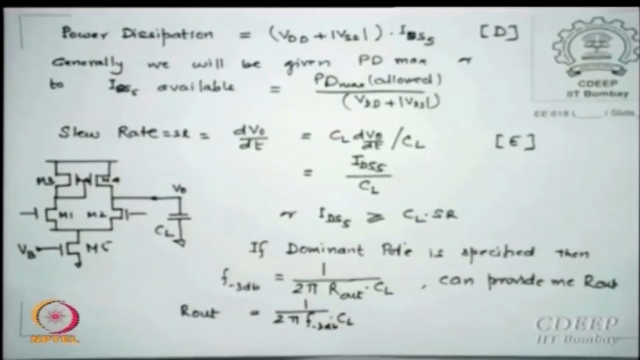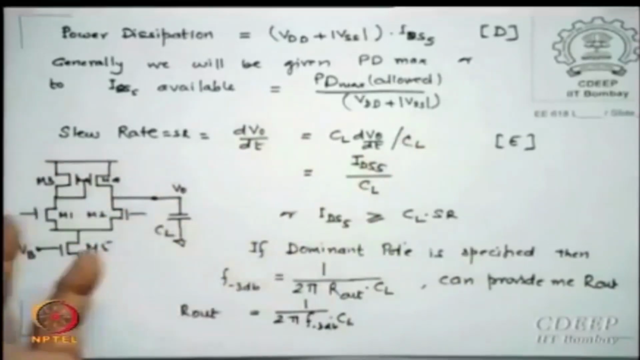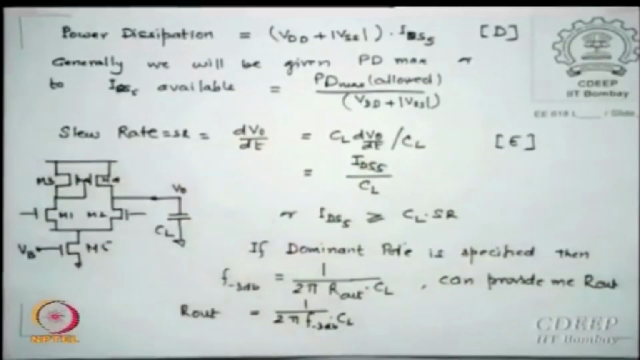Please remember, if I change the current, what changes? Everything changes. So far whatever terms I derived, everything is related to IDS, ISS, which means any change there will affect all other parameters. So we must guard that. The fifth or sixth whatever number I have made, the next parameter of interest to me is the slew rate.